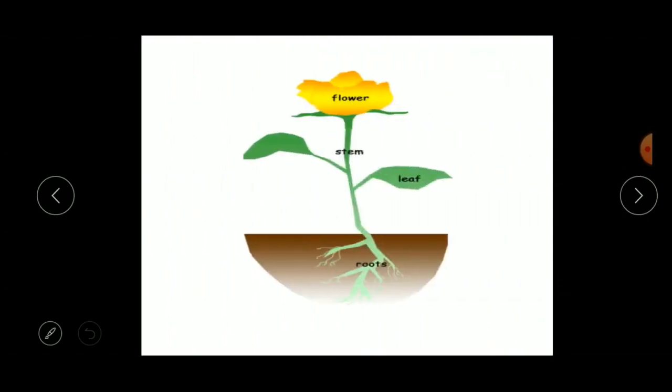So children, in your previous class, you already learned about the parts of a plant, right? There are some parts of a plant such as roots, leaf, stem, and the flower. Now you tell me, which is a beautiful part of a plant which looks very attractive? Yes, it is the flower. So the flower is a beautiful or attractive part of a plant. Today let us know more about the flowers.